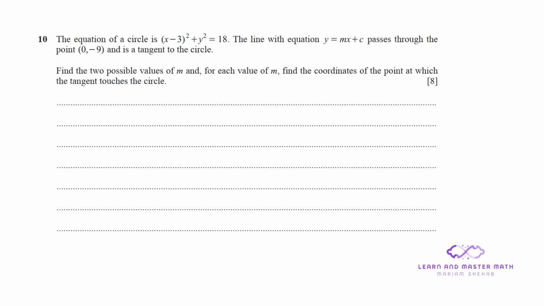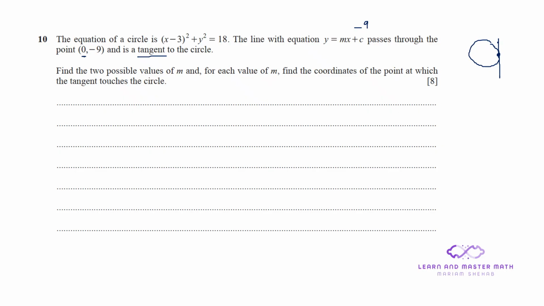In question number 10, we have the equation of a circle, (x minus 3) squared plus y squared equals 18, and the line y equals mx plus c that passes through the point (0, negative 9). Well, here (0, negative 9) is the y-intercept because x is 0, which means my c is negative 9, and the line is a tangent to the circle. So there's only one point of intersection between the straight line and the circle.